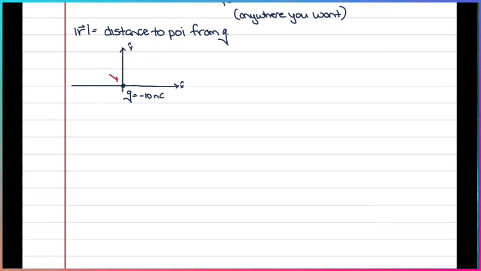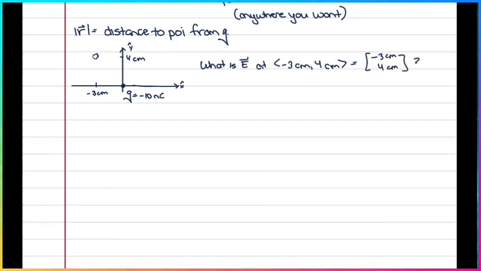And now suppose I'm curious to know what is the electric field at this point here, which happens to be negative 3 centimeters to the left and 4 centimeters above. The question is, what is the vector E at this point? So negative 3 centimeters, comma 4 centimeters. Or again, if you like columns, negative 3 centimeters, 4 centimeters as a column.